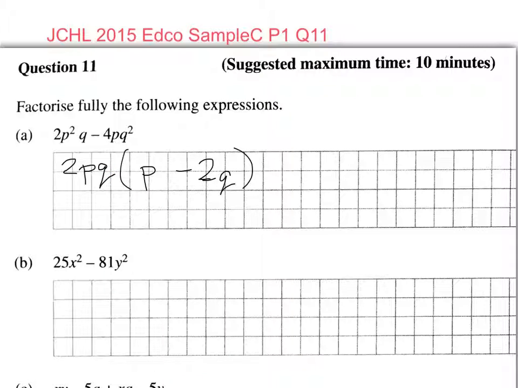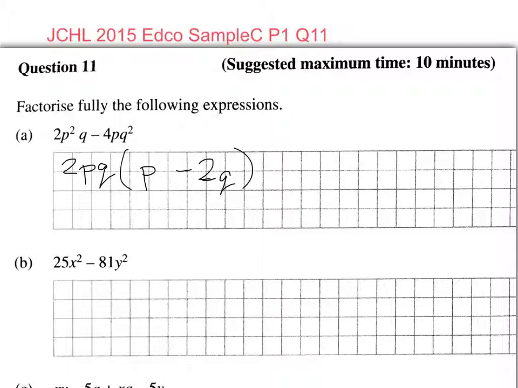Moving on to part 2, or part B, this is difference of two squares. We know it's difference of two squares. We can sense it. So a little alarm bell should ring when we see things like 25 and 81, which are both square numbers.